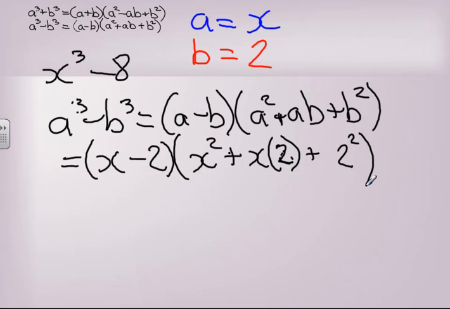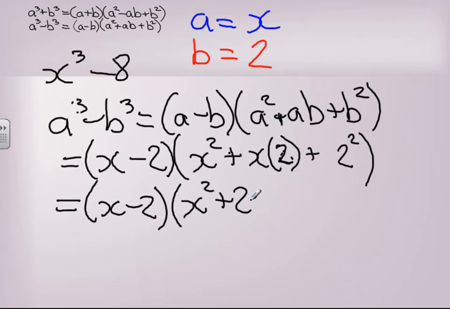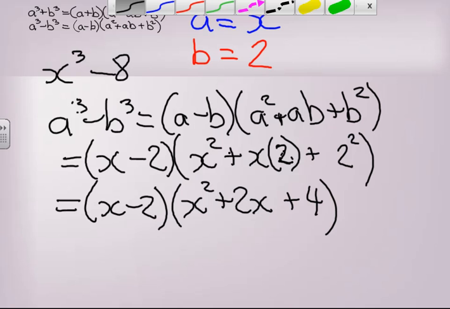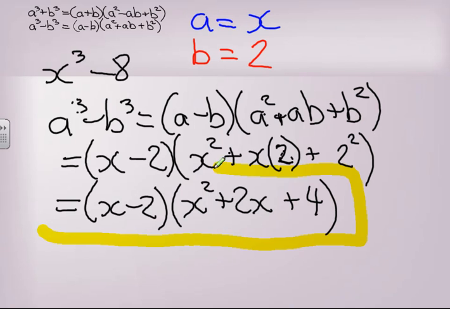Let's simplify that a little bit. x minus 2, and x squared can't be simplified at all, so it's going to be x squared plus 2x. Just change the order to make more sense to us. And then 2 squared is plus 4. And that right there is our answer. We factored it out using just that equation.